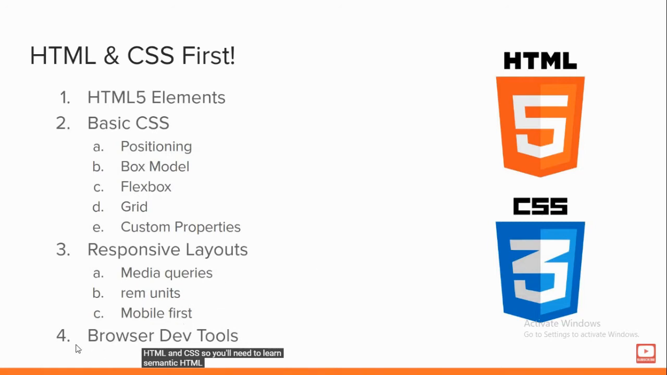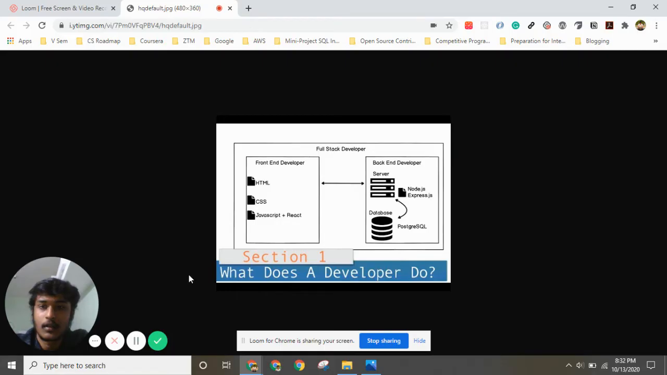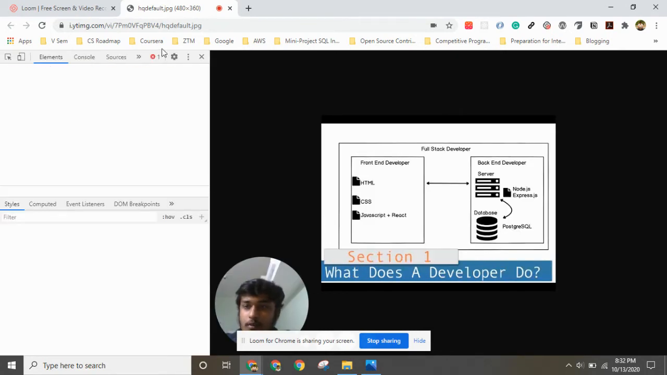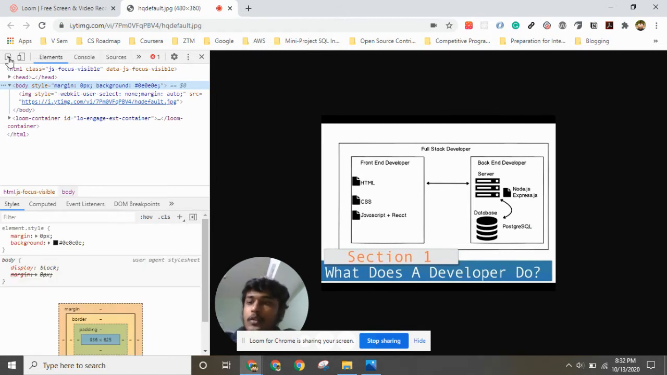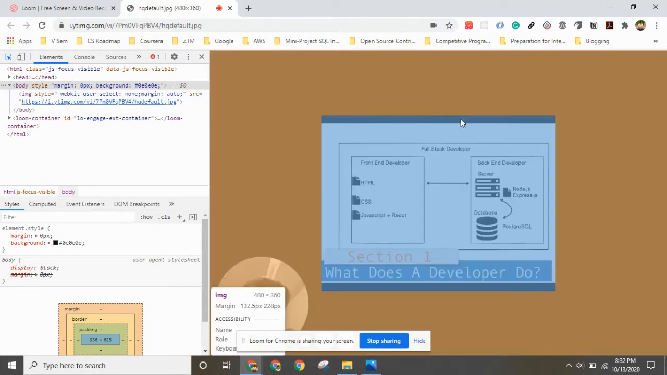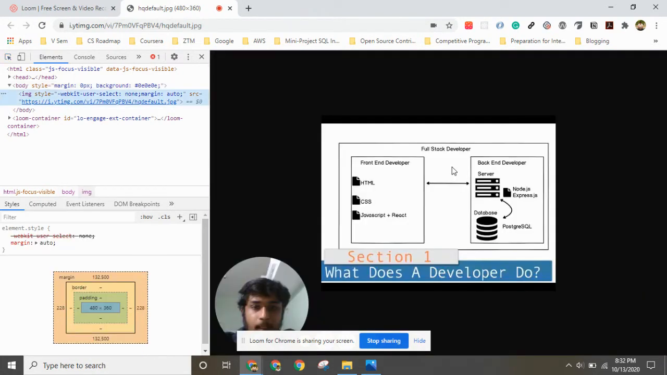And browser dev tools. We have Chrome developer tools, right? Using that, we can inspect a given website. Let me show you one example. If we press Control plus Shift plus I, this tab opens, right? Elements tab. When we click this icon, we can see clearly how it is positioned.